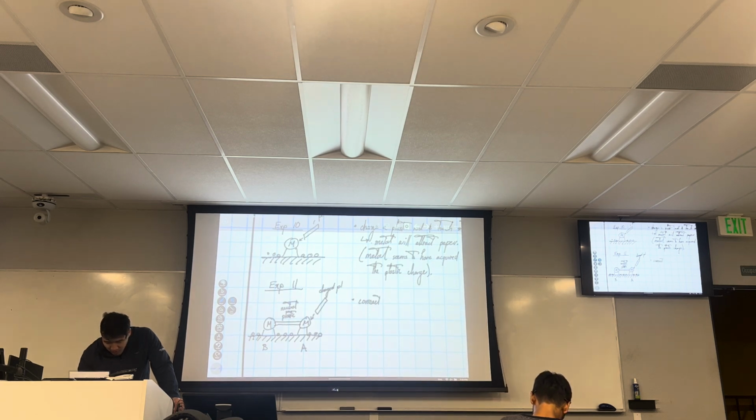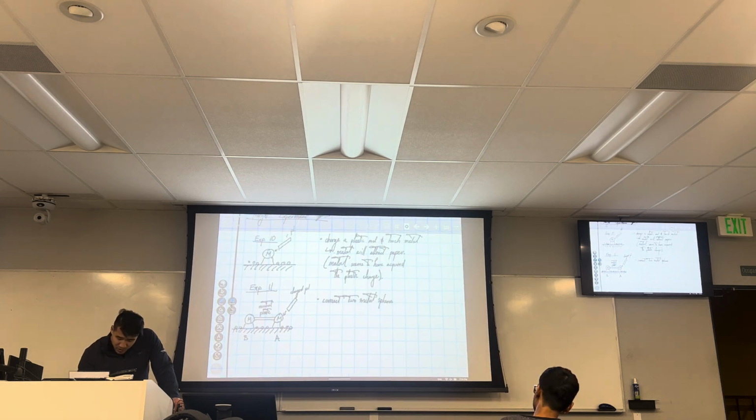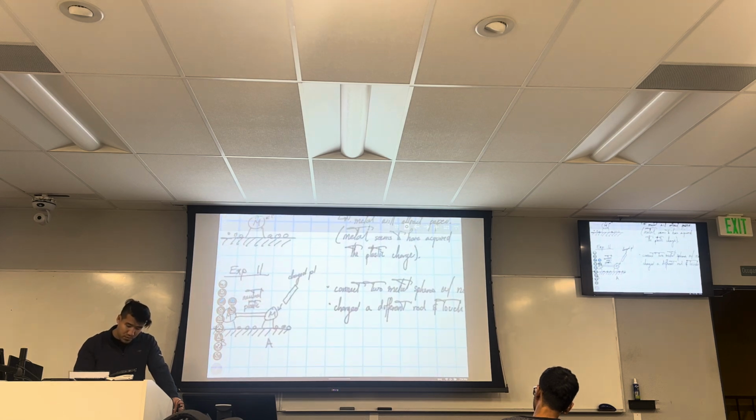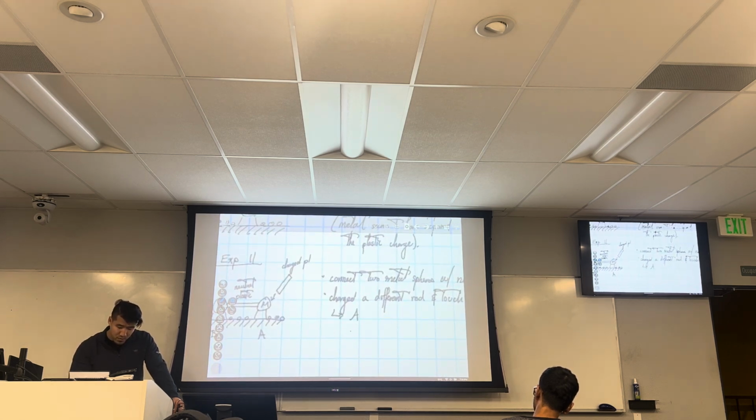So here, we connect two metal spheres with a neutral plastic rod. Charge a different rod and touch sphere A. Now we want to know what's going to happen with sphere A and sphere B. What does this neutral plastic rod that connects them do?